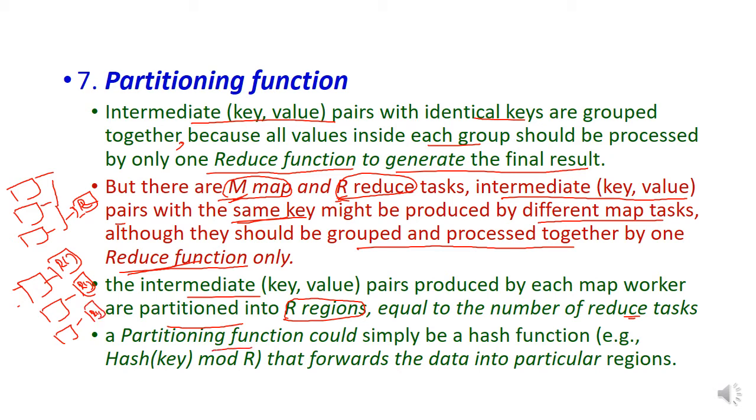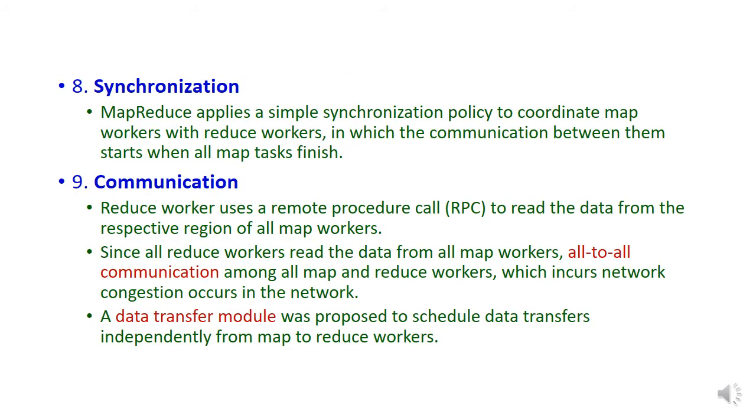Okay, and the partitioning function could simply be a hash function. The partitioning function works like a hash function, that is, hash of key mod R, which forwards the data into a particular region. That means the data will be forwarded to the corresponding reduce task. The next one is synchronization.